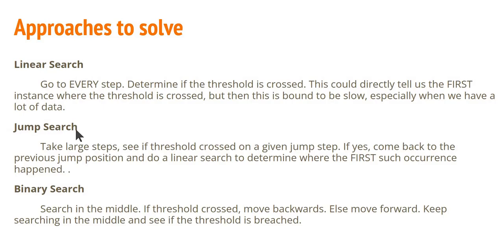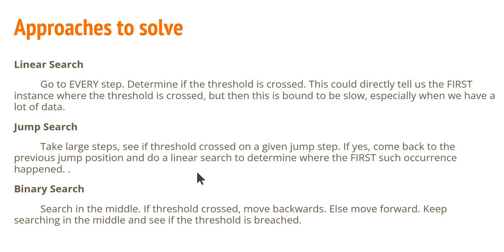Since the data is sorted, we have an option to do a jump search. So we can do large steps, maybe square root of n. And then if the threshold is crossed, we can come back and do a linear search to see where the first occurrence happened. Again, this is going to be correct.